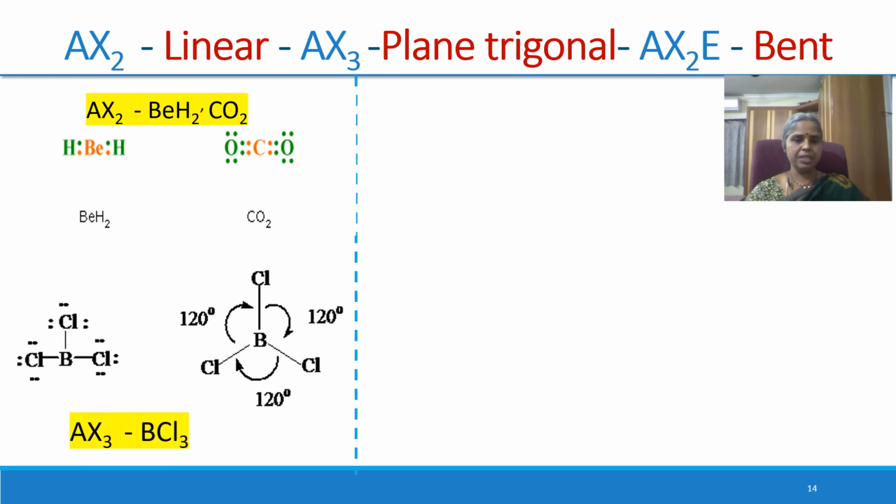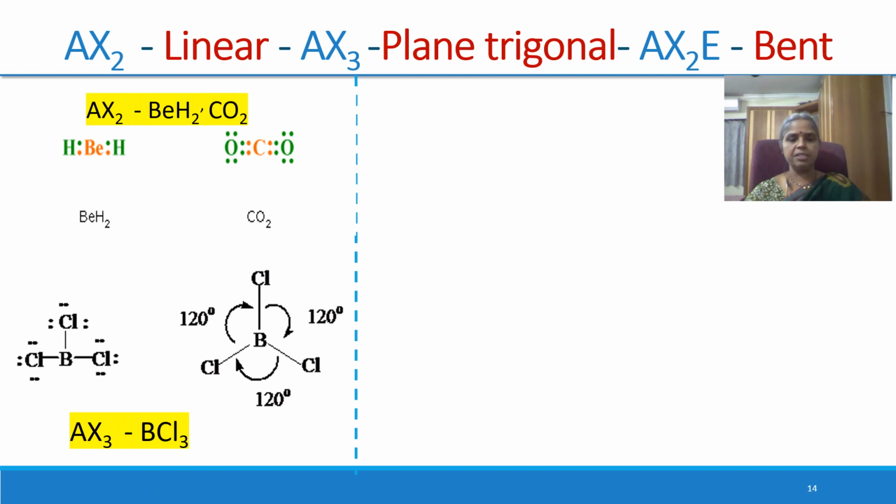Now let us see this example, AX3. AX3 means there is one central atom bonded to three other atoms. Here in the example shown, boron is the central atom. There are three chlorines around it. But boron does not have any lone pairs. So when there are no lone pairs, no worry. You can see here the bond angle is 120 degrees between chlorine, boron, chlorine. The bond angle is 120 degrees, no deviation, regular geometry.